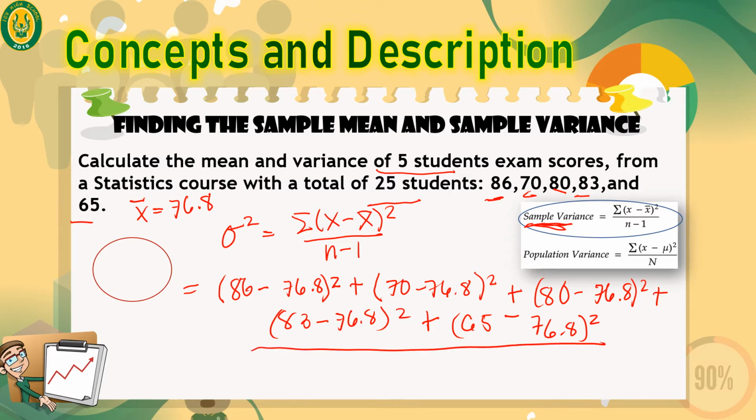What is our n? 5 minus 1. Okay, input these values in your calculator. You will be able to get 79.7, okay, as your variance.